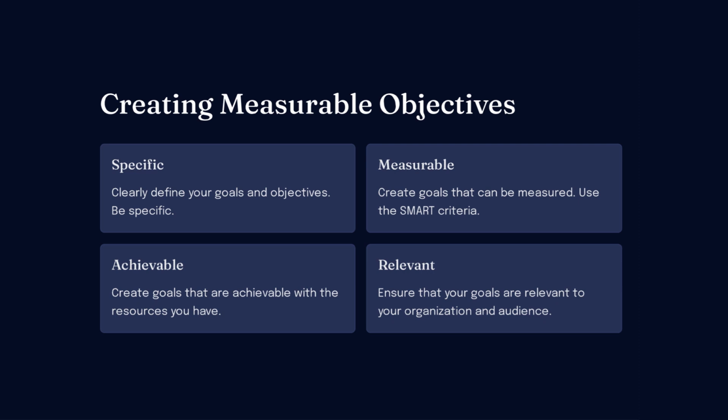Creating measurable objectives. Use the SMART criteria. Specific. Clearly define your goals and objectives. Measurable. Create goals that can be measured. Achievable. Create goals that are achievable with the resources you have. Relevant. Ensure that your goals are relevant to your organization and audience.